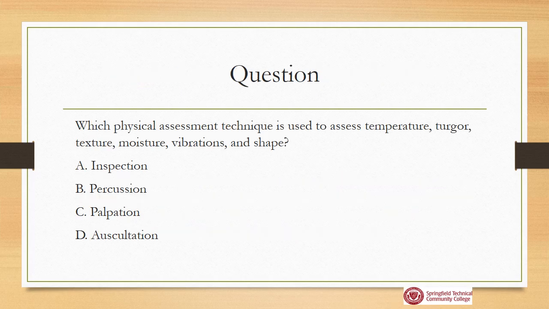Okay, here's a final knowledge check question. Which physical assessment technique is used to assess temperature, turgor, texture, moisture, vibration, and shape? And how are you going to check all of these things on your patient? You're not going to be able to assess temperature by looking at them. Percussion will give you some sounds, but it's not appropriate for assessing temperature or texture. Palpation is the correct answer because you're going to touch your patient.